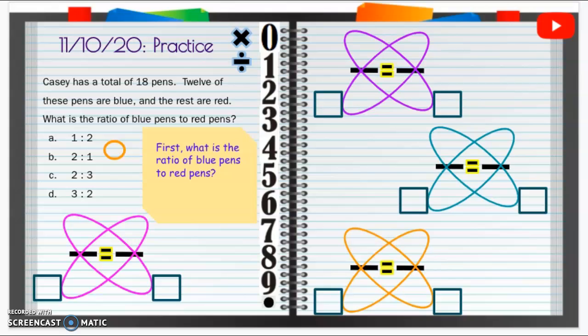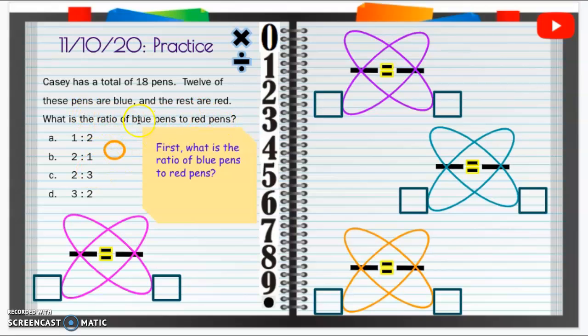November 10th, 2020 practice. Casey has a total of 18 pens. 12 of these pens are blue, and the rest are red. What is the ratio of blue pens to red pens? So in this case, we need to figure out what the ratio of blue pens to red pens is.